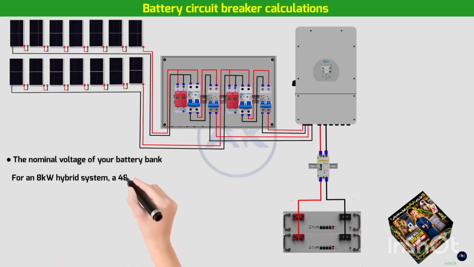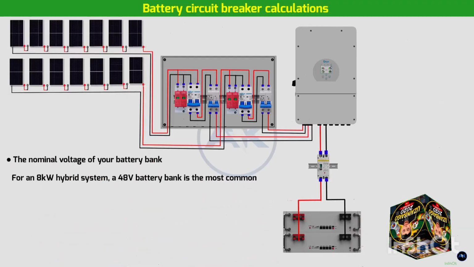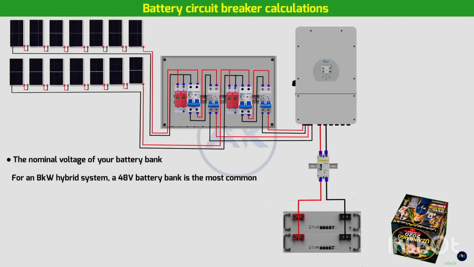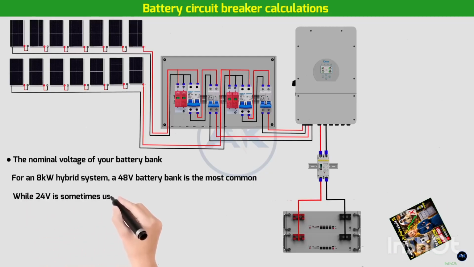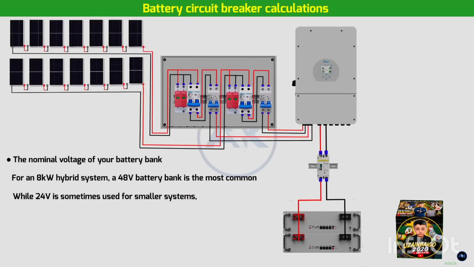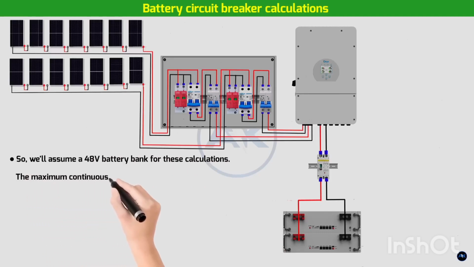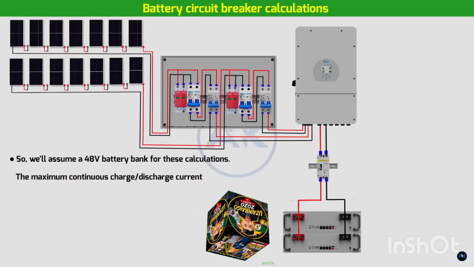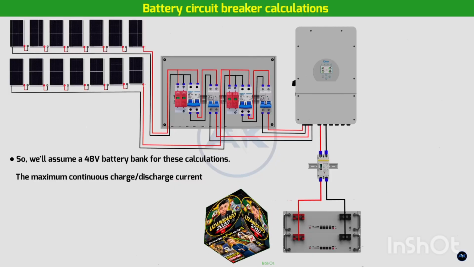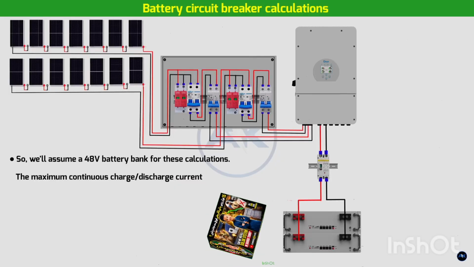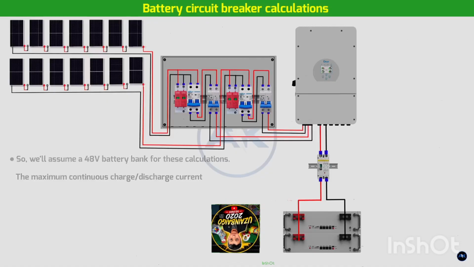For an 8 kilowatt hybrid system, a 48 volt battery bank is the most common and efficient choice for residential systems, while 24 volts is sometimes used for smaller systems. 48 volts significantly reduces the current, allowing for smaller, more manageable cables and breakers. So, we'll assume a 48 volt battery bank for these calculations. Second, the maximum continuous charge-discharge current that the inverter can push to or pull from the battery bank. This is the critical parameter, usually found in the inverter's specifications under battery or charge-discharge current.